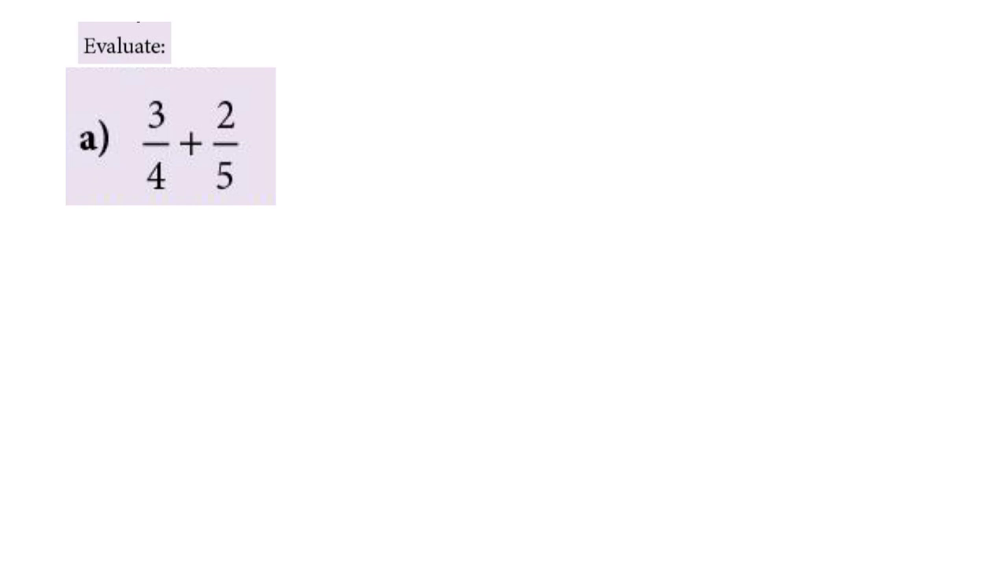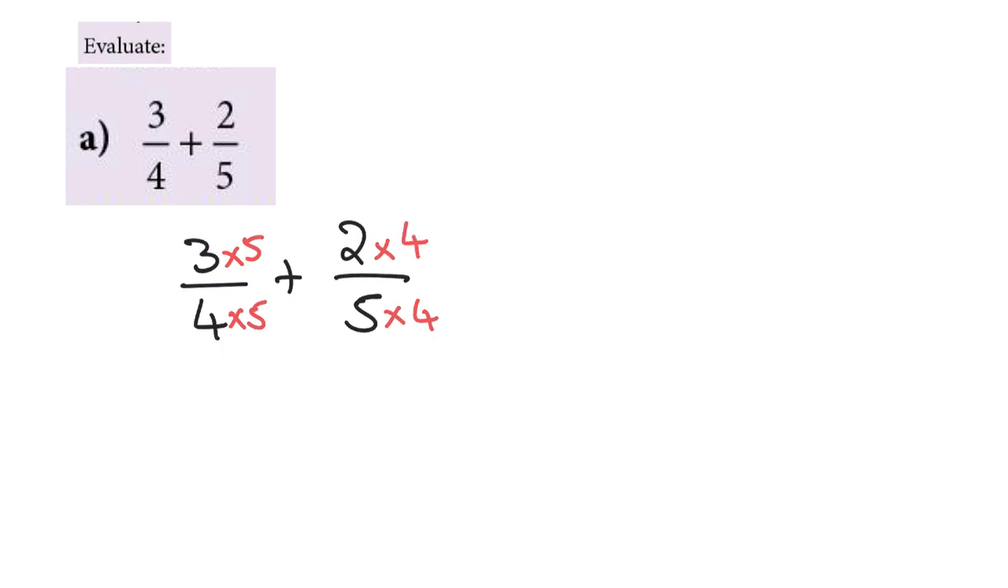So in this case, are the denominators equal? No. The denominator over here is 4 and the denominator over here is 5. So we have to make the denominators equal. What is the LCM of 4 and 5? It's 20. So now we can proceed. 3 over 4 plus 2 over 5. I can multiply this fraction by 5 and this fraction by 4. Now let's see what happens.